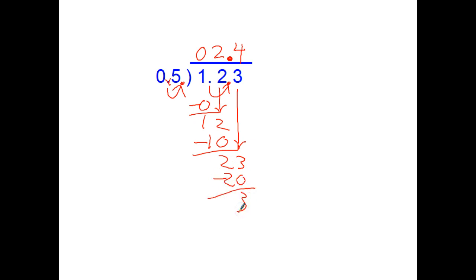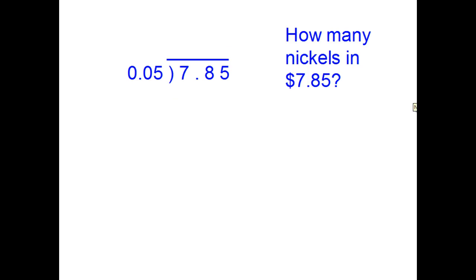Uh-oh, I have a 3 left and there's nothing else up there. Add a 0 because I'm after the decimal point. How many 5s in 30? 6 of them. 6 times 5 is 30. And when I subtract, nothing left, so I end up with 2.46, also said as 2 and 46 hundredths.